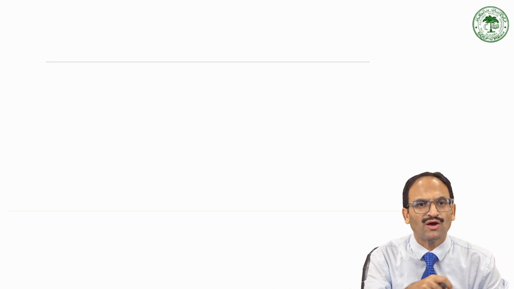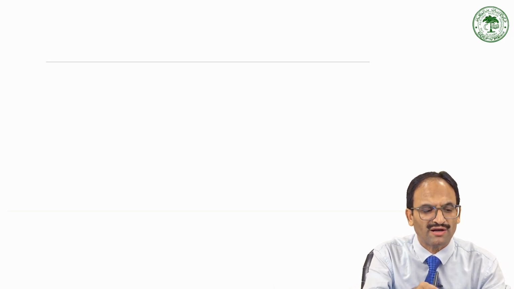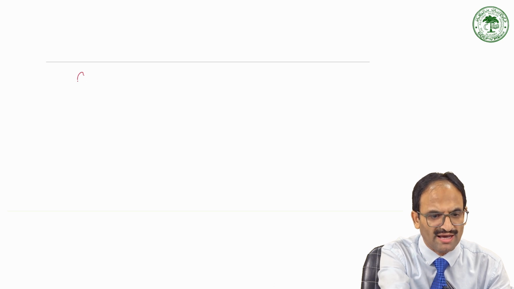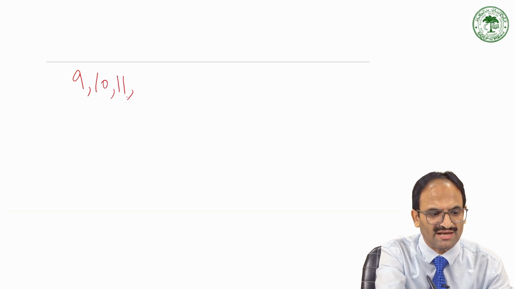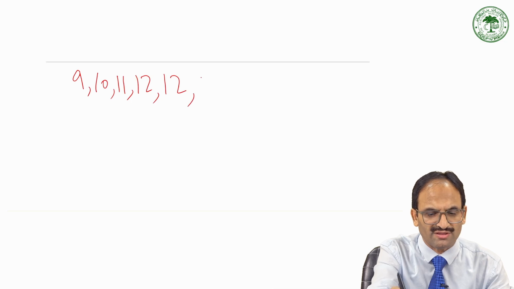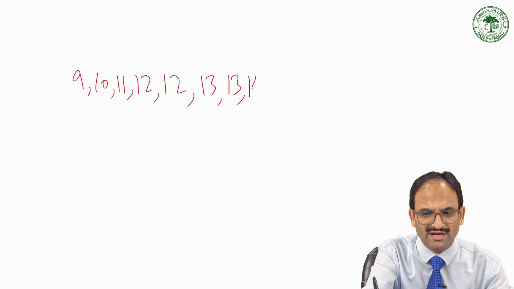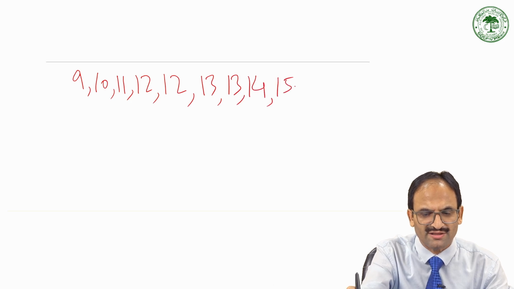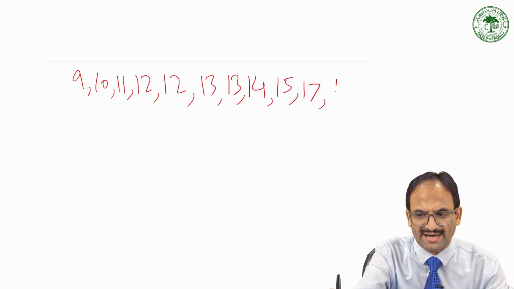So first of all, what you will do? You will write the smallest number. And what was the smallest number? 9, then it was 10, then 11, then 12, then 12, then 13, then 13, then 14, then 15, then 17, then 18.